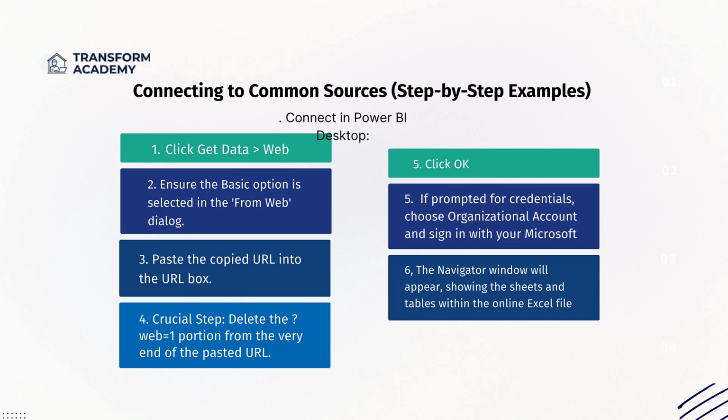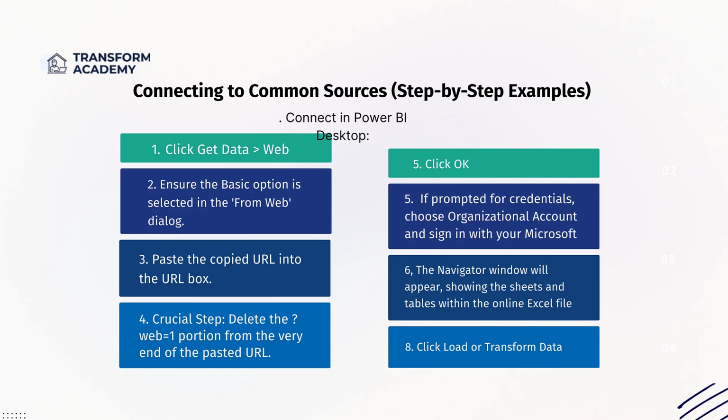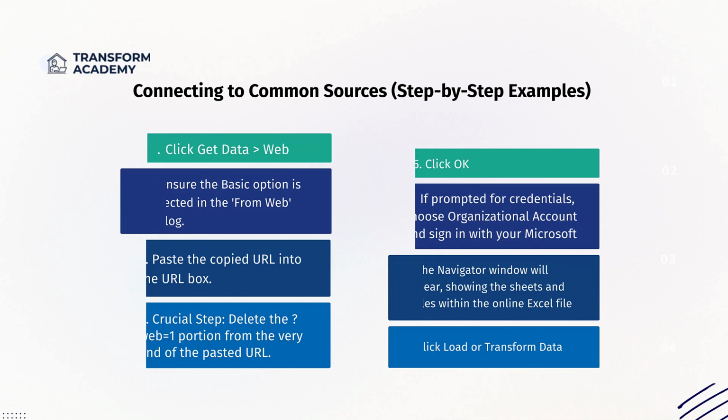The Navigator window will appear, showing the sheets and tables within the online Excel file. Select the one you need. Click Load or Transform Data. Note, when setting up scheduled refresh in the Power BI service for a data source this way, use OAuth2 as the authentication method. Paying attention to these source-specific details, like authentication types or URL formatting, is essential for establishing successful connections.